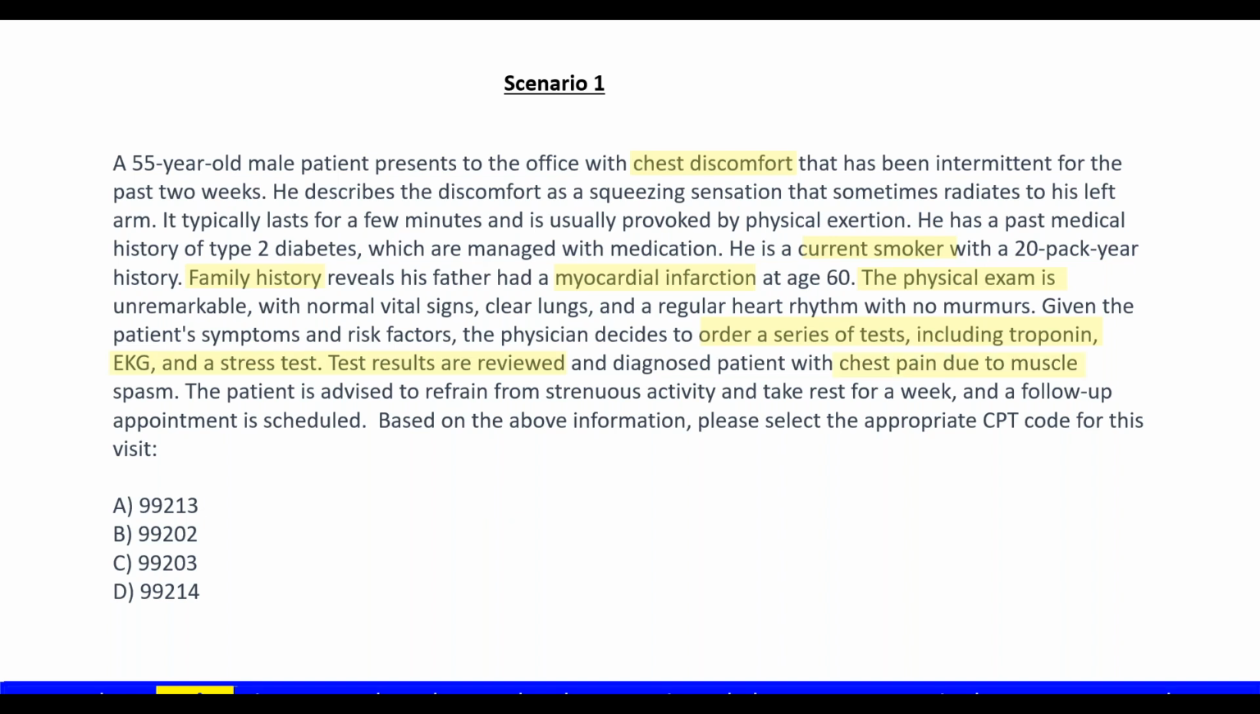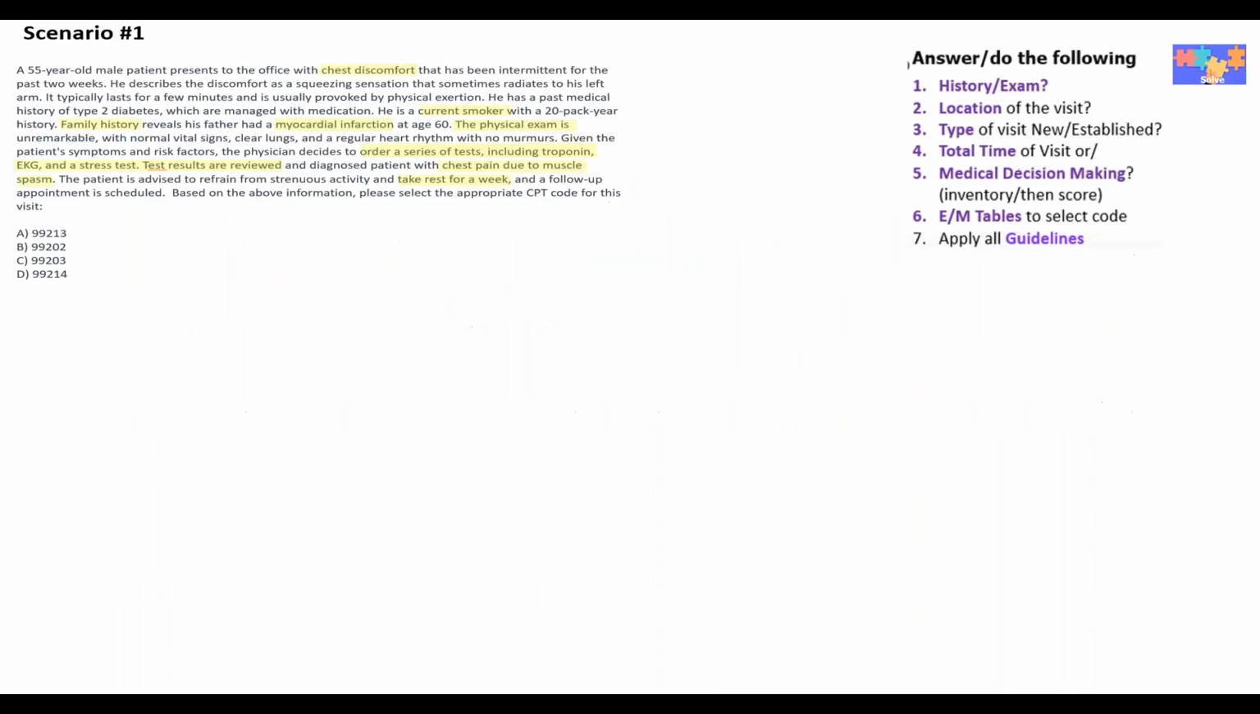The test results are reviewed. Chest pain due to muscle spasm, and the doctor has asked him to take rest for a week and refrain from strenuous activity as well. So coders, let's ask the questions that will drive us to the correct answer. Is there a medically appropriate history or exam performed? Yes, there was a medically appropriate history and exam performed in the scenario.